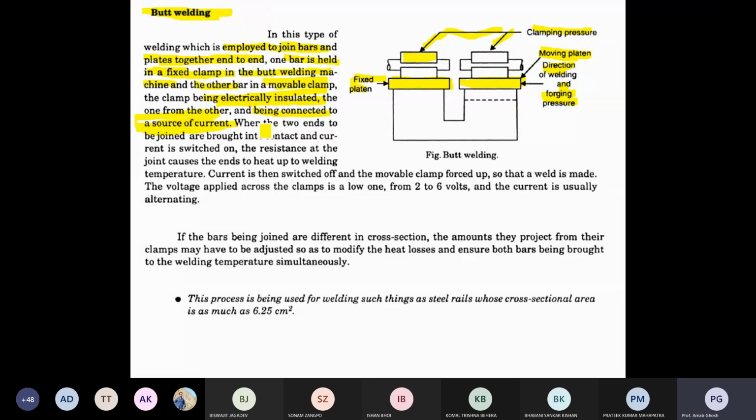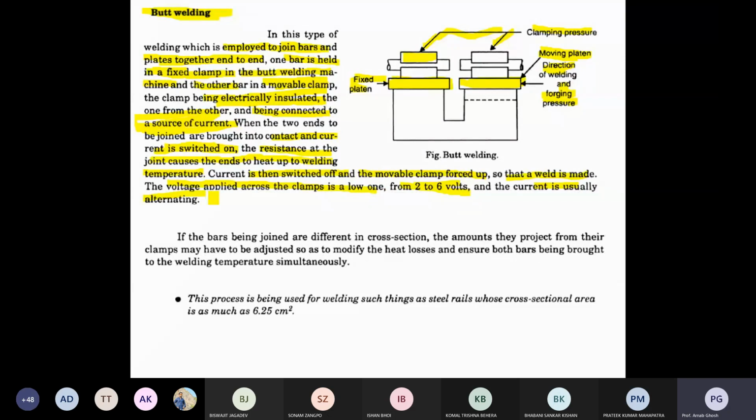When the two ends are brought into contact, the current is switched on, and the resistance at the joint causes the ends to heat up to the welding temperature. The current is then switched off, the movable clamp is forced up, and the weld is made. The voltage applied across the clamp is low, from 2 to 6 volts, and the current is usually alternating. So why is that voltage very low?